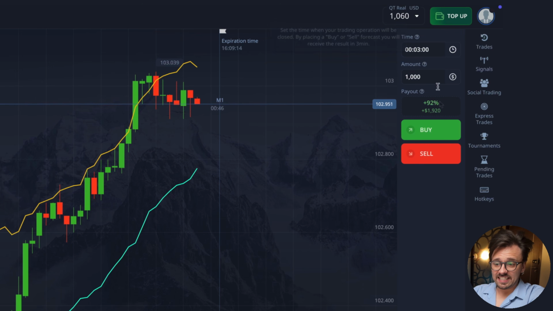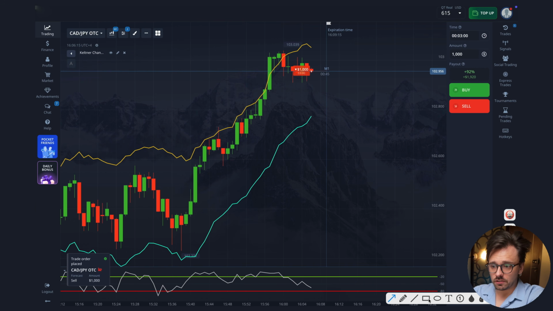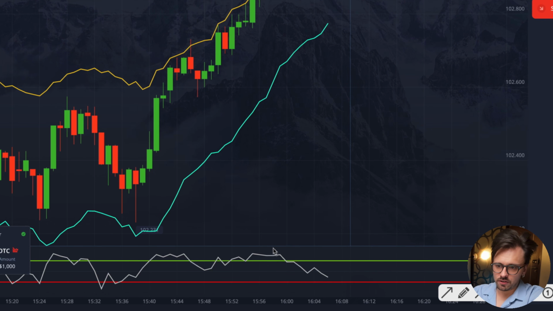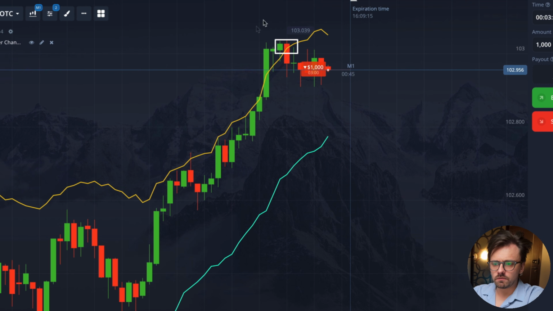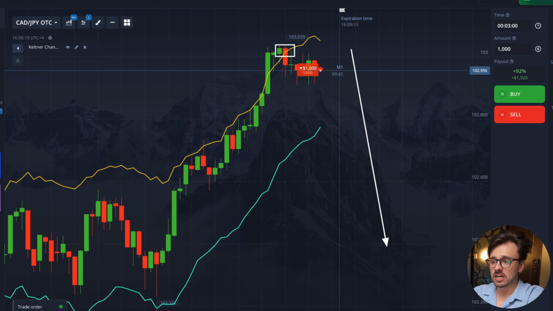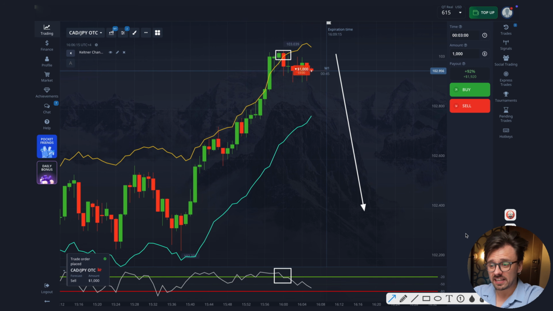Next trade, also a sell for $1,000. On the chart, the Williams indicator has entered the overbought zone above -20, then turned down and crossed below -20. A direct signal to sell. This shows that buyers are fading and a correction is likely. The price candle broke above the upper boundary of the Keltner channel, and the next candle opened lower and started falling. That tells us the price rose too high and a pullback is very likely.